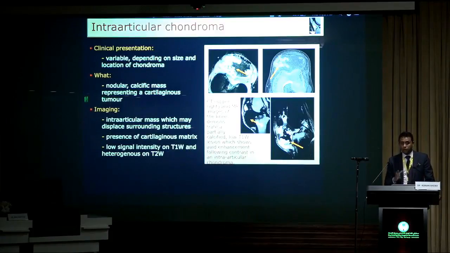This is a chondroid lesion, and on imaging it looks like a second patella. It may be partially or completely ossified, and it has signal characteristics similar to cartilage.